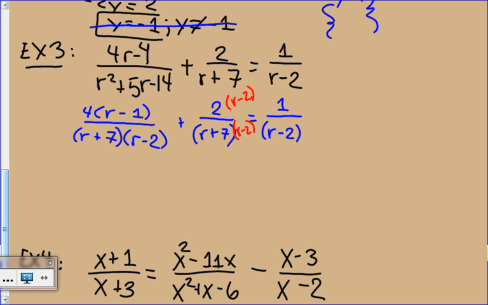Okay, so how I was teaching you, everything that shows up in the bottom is multiplied to the top, right? So what shows up in the bottom of the first one is r plus 7 and r minus 2. This one is going to be r plus 7 and r minus 2. And again, this one is going to be r plus 7 and r minus 2.